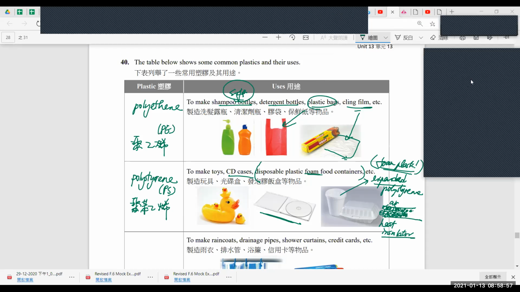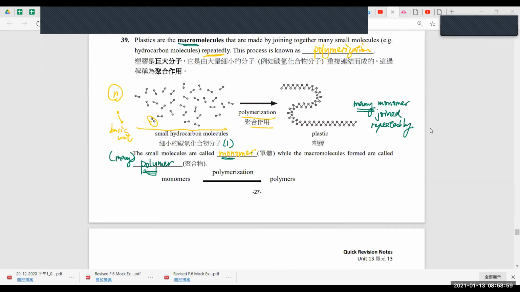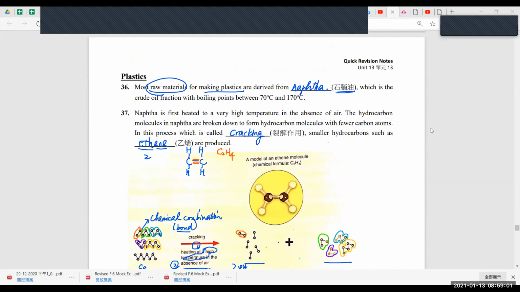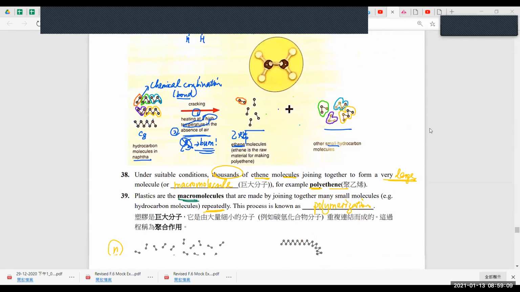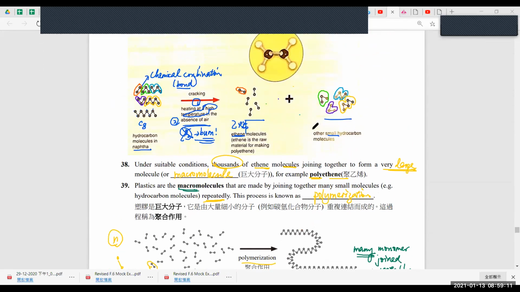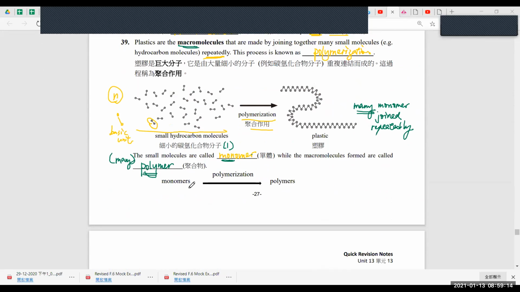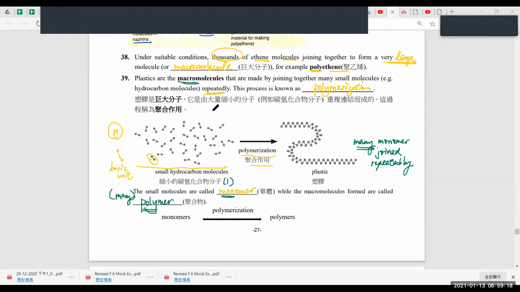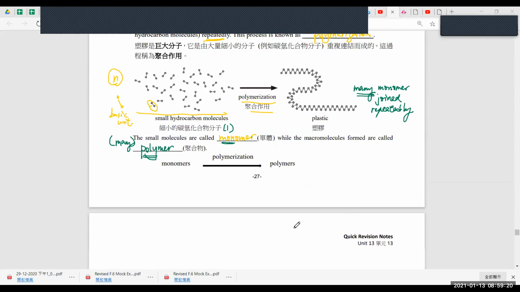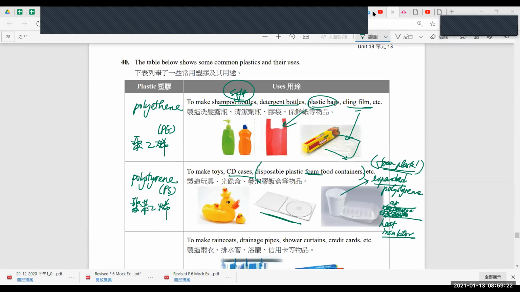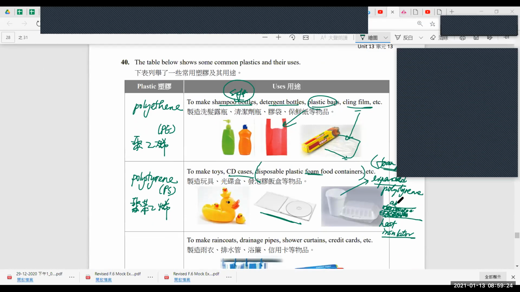So I would like to make a conclusion of today's lesson. First of all, plastic is a very important material. The raw material for making it is naphtha. After cracking, we have the raw materials, which we call monomers. Now we join them repeatedly to form polymers. Here are two examples, polyethylene and polystyrene.